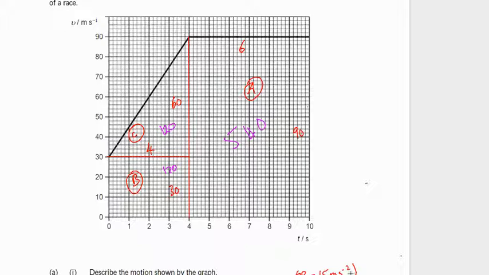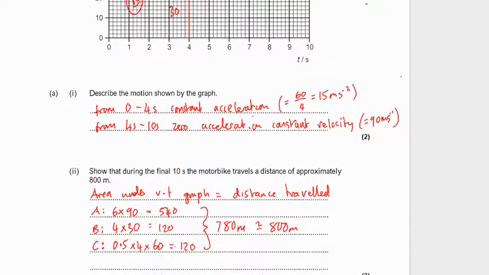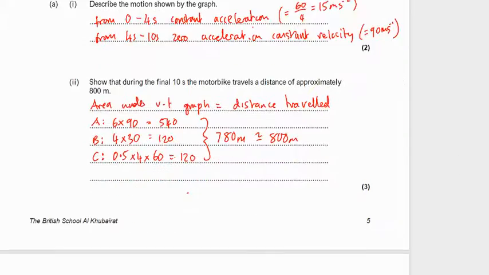Then this section here is 30 high, 4 wide, and that's 30 times 4, which is 120 meters. And then we've got 4 again times that distance from 30 to 90, so that's 60 meters per second. Because it's a triangle, it's half times 4 times 60, which is 120 again. Add all those distances up: 540 plus 120 plus 120 gives you 780 meters, which is approximately 800 meters.